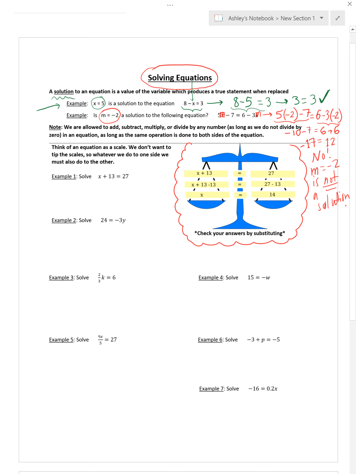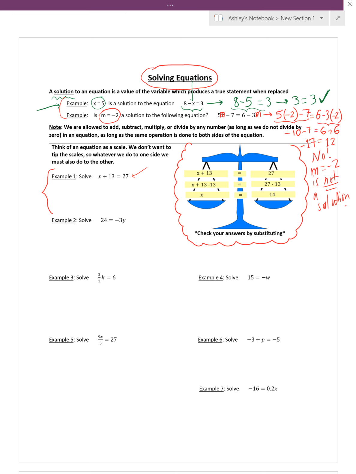That way, once we solve these equations, for example, this one here, x plus 13 is 27, if we find a solution, just to be sure, what if we made a mistake? We can always do what we did in these above examples: substitute the value that we got back in to make sure that we actually did everything correctly and we got the right solution.